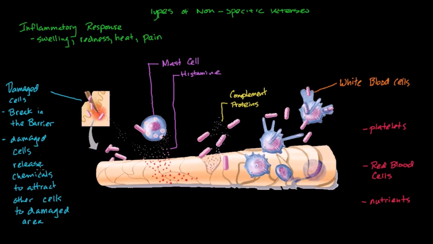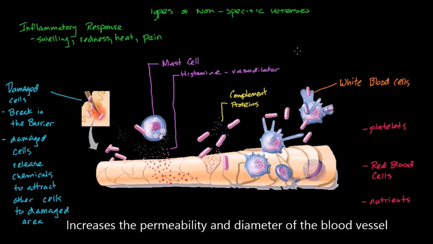Damaged cells release chemicals that attract other cells to the damaged area. One particular cell that is attracted are these cells called mast cells. Mast cells release a substance called histamine. Histamine is what we call a vasodilator. And a vasodilator increases the permeability of the blood vessel, right? And it also increases the diameter of the blood vessel. By increasing the diameter of the blood vessel, more blood is able to enter the area.